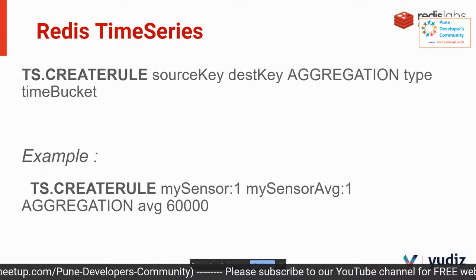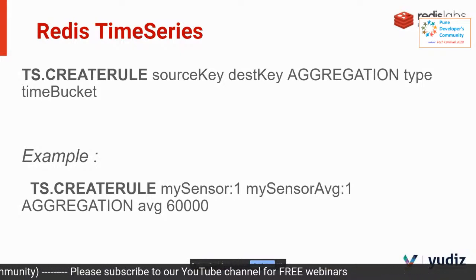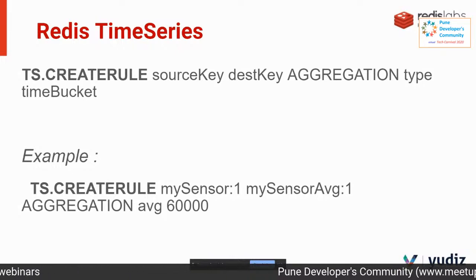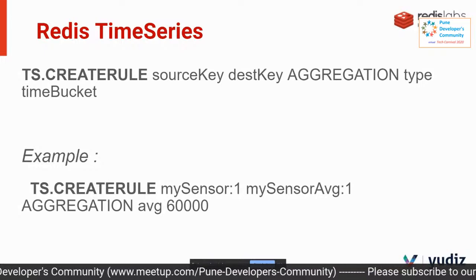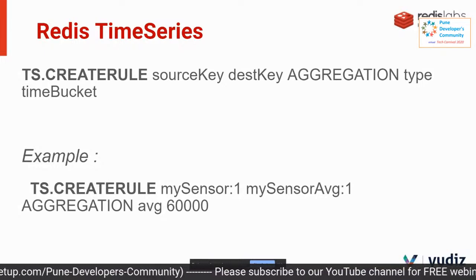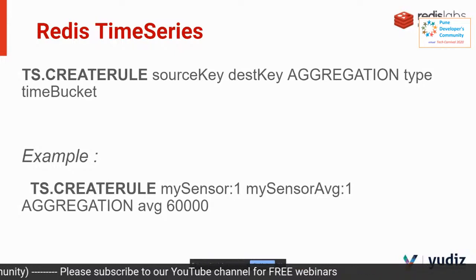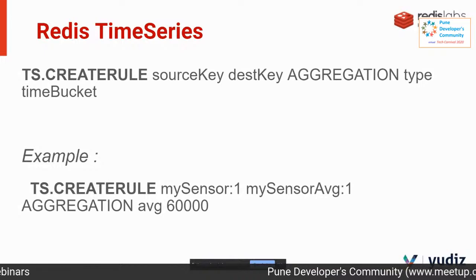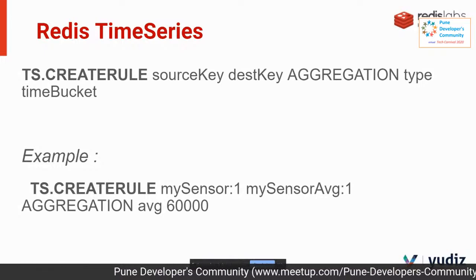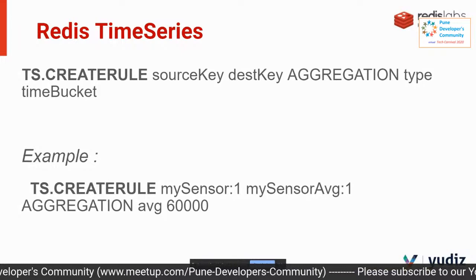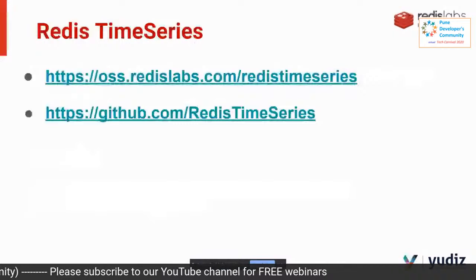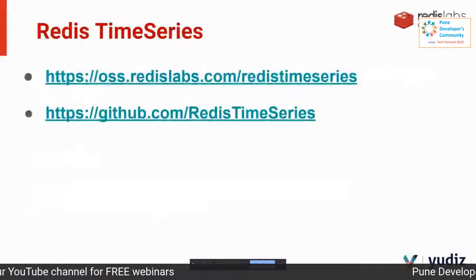Same as create rule, we have delete rule. If I have created a rule, I can also delete it. So that's it. That was the very basics of time series and how you can leverage its commands and create your own time series. Here are the other links where you can get more detailed documents for time series related Redis.